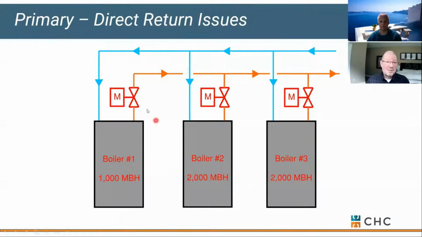Now, each one of these boilers has a motorized valve on it. In this case, the lead boiler is over here. It's boiler number 1. And then you've got some standby boilers, in this case, boiler 2 and 3. So this one's 1 million BTUs. It's the baby of the group. And then you've got some larger guys as standby, each one of these at 2 million BTUs.